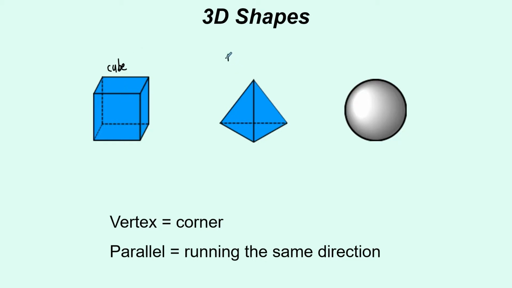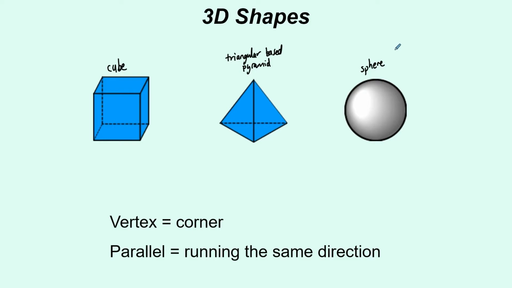We've got a triangular base pyramid, and there's lots of different shapes you can have as the base of a pyramid. So you can have a square base pyramid and a pentagonal base pyramid and so on. And lastly, we've got a sphere, which is quite a unique one because it's not got any corners.